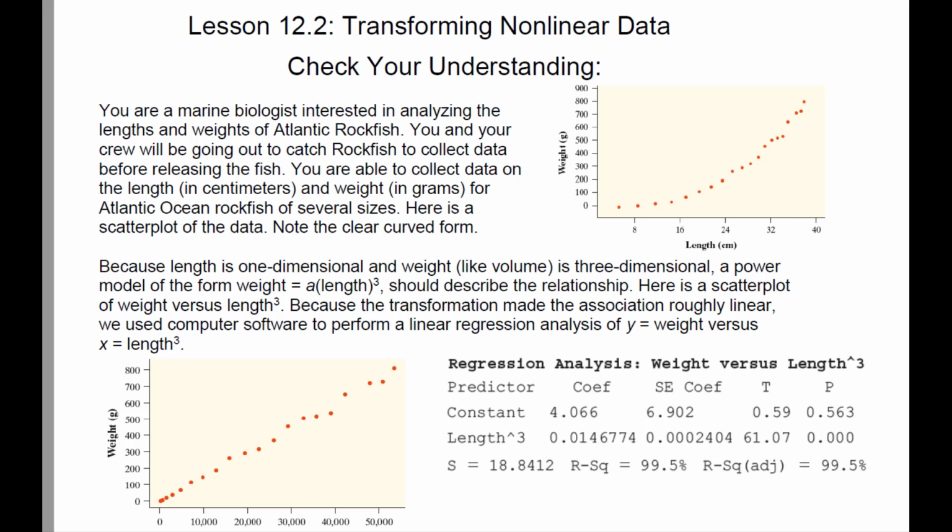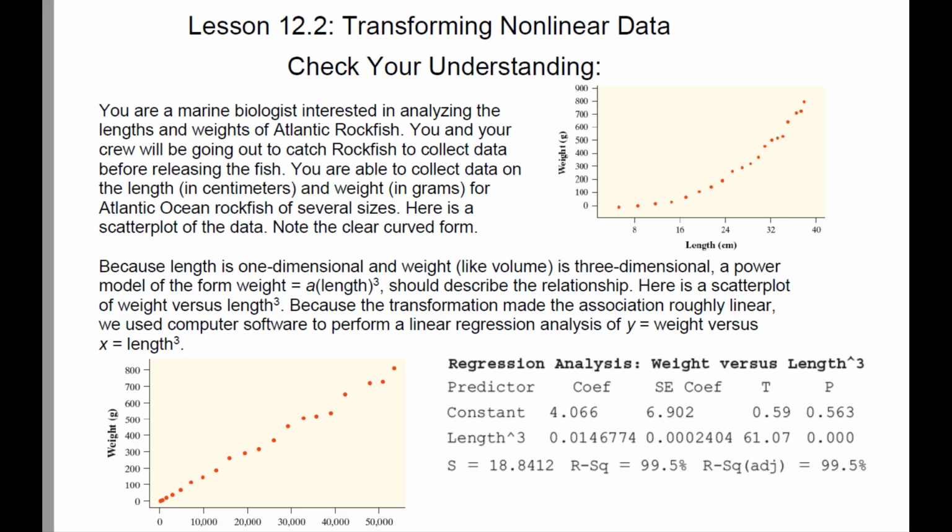You're able to collect data on the length in centimeters and weight in grams for Atlantic Ocean rockfish of several sizes. Here's a scatter plot of the data. So our scatter plot is set up over on the right hand side. Note the clear curved form. Because length is one-dimensional and weight, like volume, is three-dimensional, a power model of the form weight equals A times length cubed should describe the relationship.